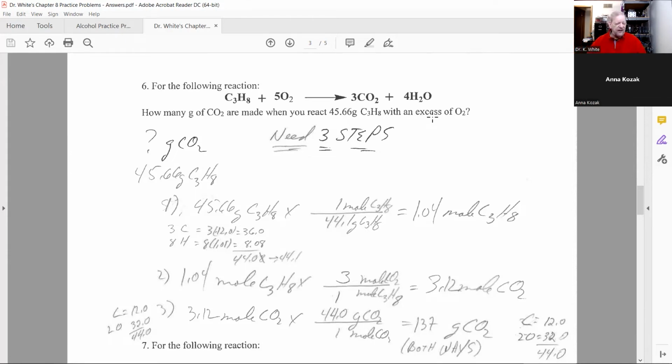So the question is, what are we being asked to find? Grams of carbon dioxide, CO2. What are we given? 45.66 grams of C3H8, propane. Now, when you're given a balanced chemical equation and you're going to go from grams to grams, which is mass, you need 3 steps.